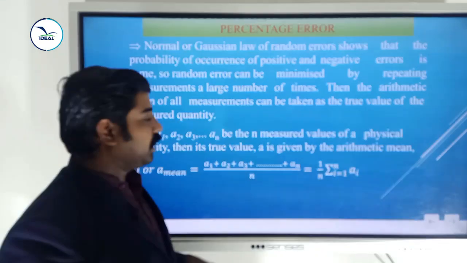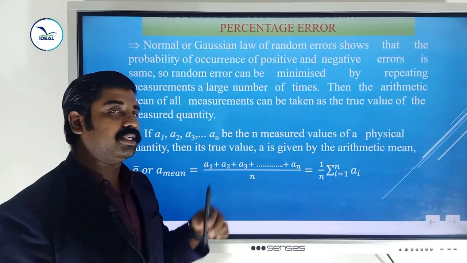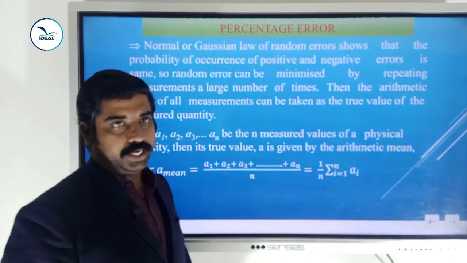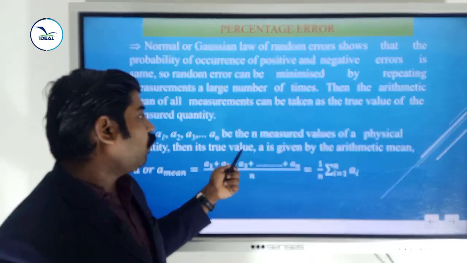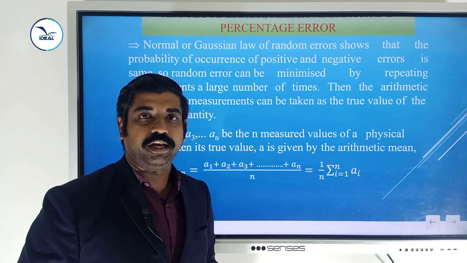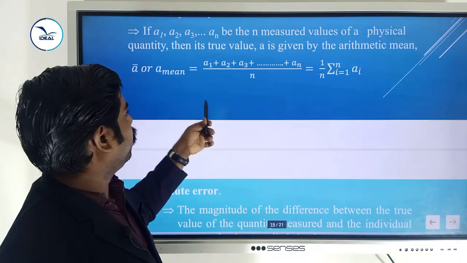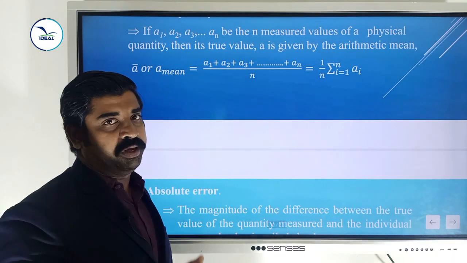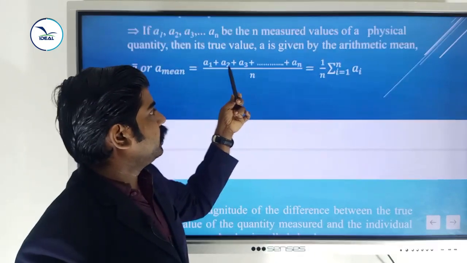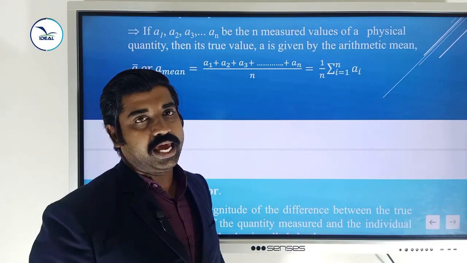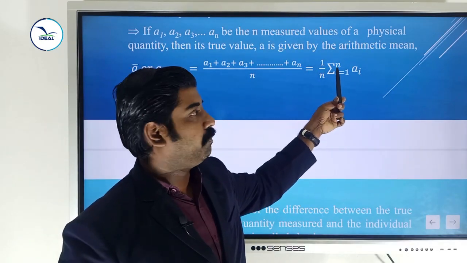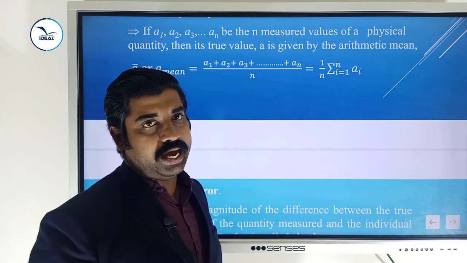Consider A1, A2, A3, etc., up to AN, be the n measured values of a physical quantity. Then the true value of A is given by the arithmetic mean, A bar, also written as mean value or A mean. That is equal to (A1 plus A2 plus A3 plus etc. plus AN) by N, which equals 1 by N into the summation from I equal to 1 to N of AI.